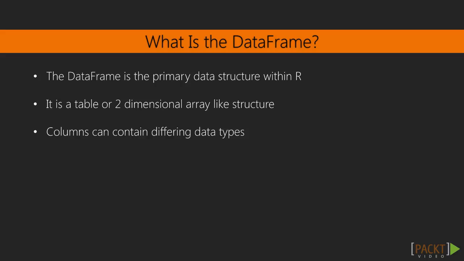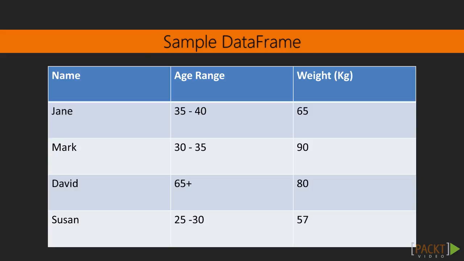In simple terms, a data frame is like a database table. It is like a multi-dimensional array. Unlike other data types, in R, it can handle values of varying data types. Here, we can see a simple view of a data frame. We will look at trying to recreate this data structure.